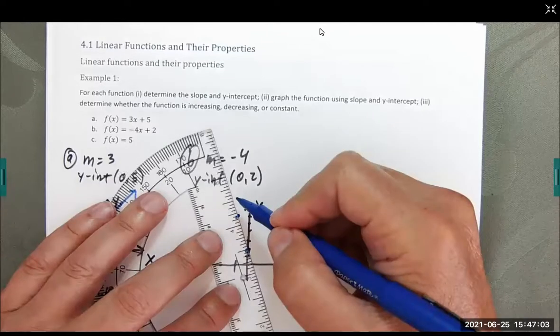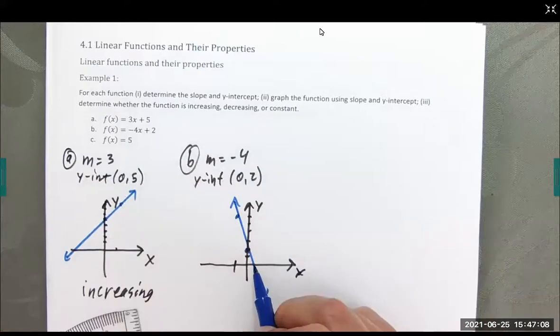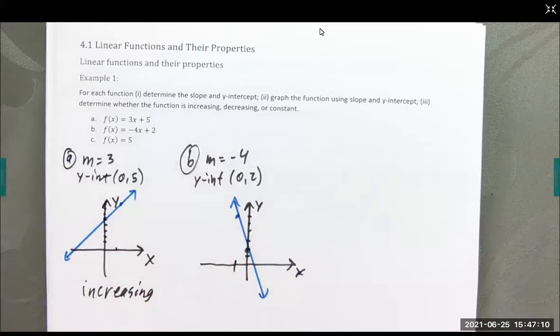And also, we know negative slopes are decreasing, meaning as x gets bigger, y gets smaller. So this is definitely decreasing.